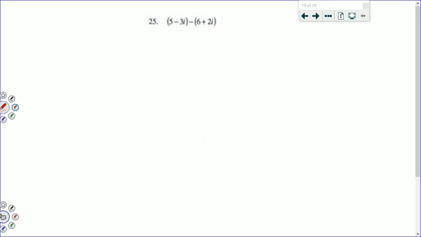On to 25. Here we have a complex number subtracted from another complex number. So 5 minus 3i minus 6 plus 2i. So here we subtract the real parts and then we subtract the imaginary parts.